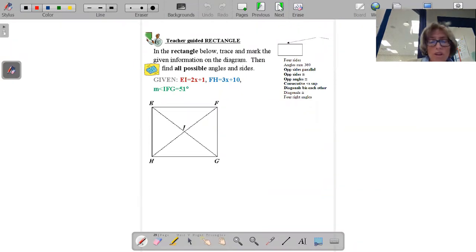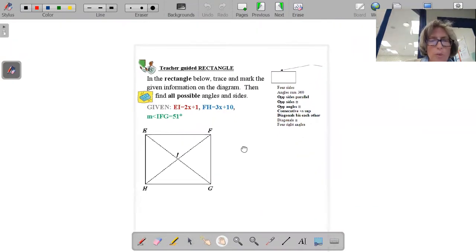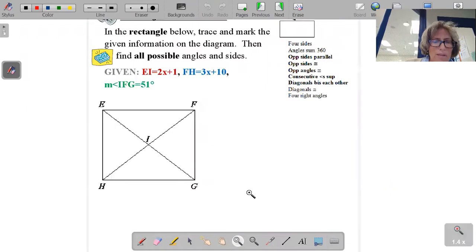So now, using these qualities, we are going to do a couple problems together.